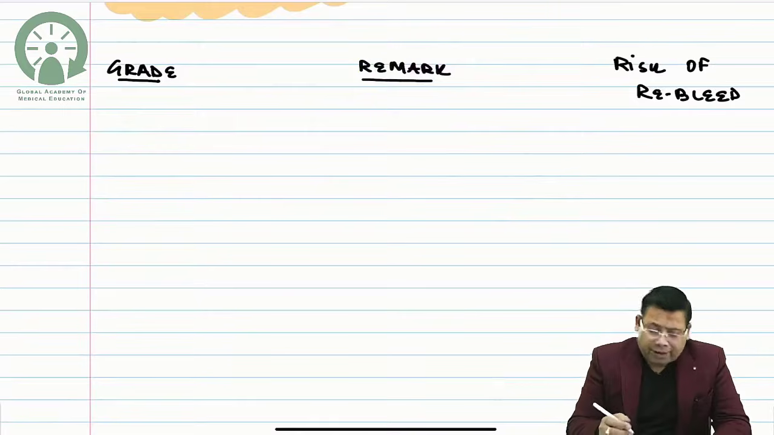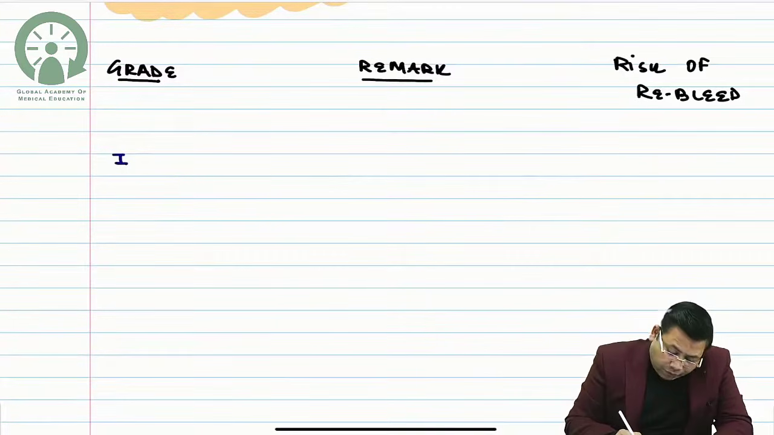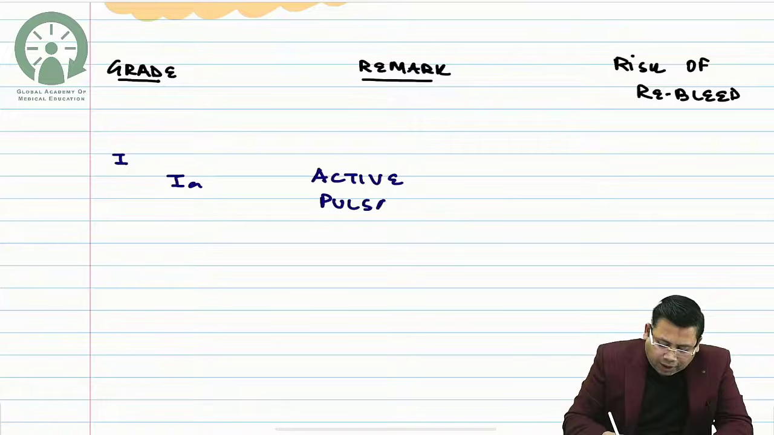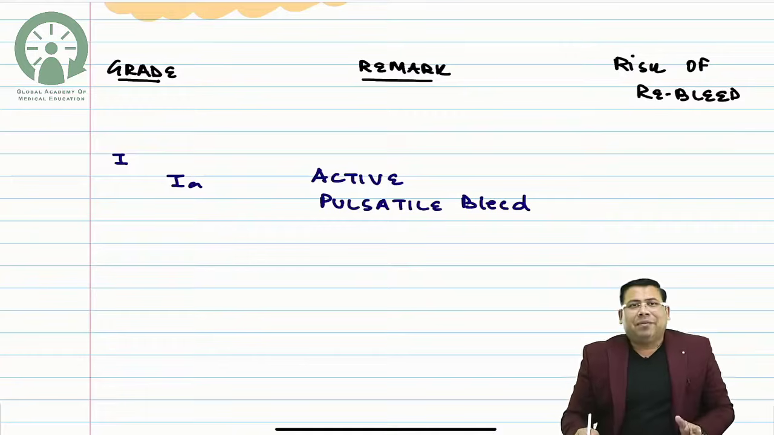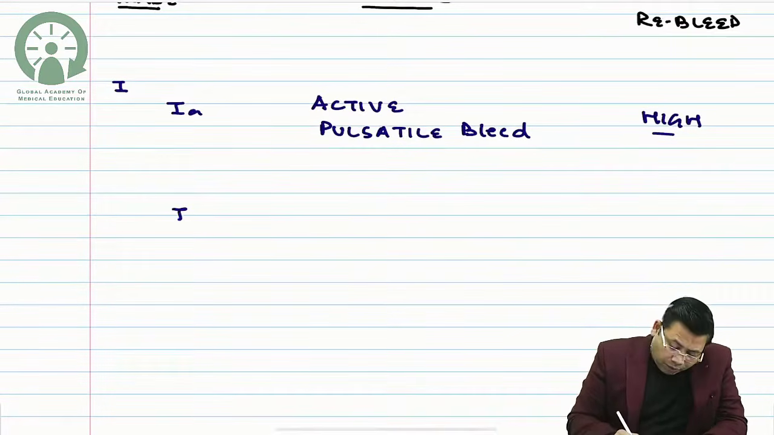Now when we talk about grade 1, we have 1A and 1B. When we talk about 1A, this is active pulsatile bleed. Now this is very important. What do you mean by active pulsatile bleed? Pulsatile means it's arterial blood, and that is why the risk of rebleed has to be high.